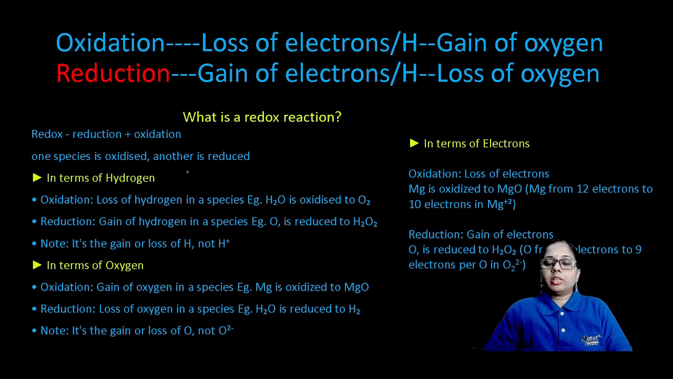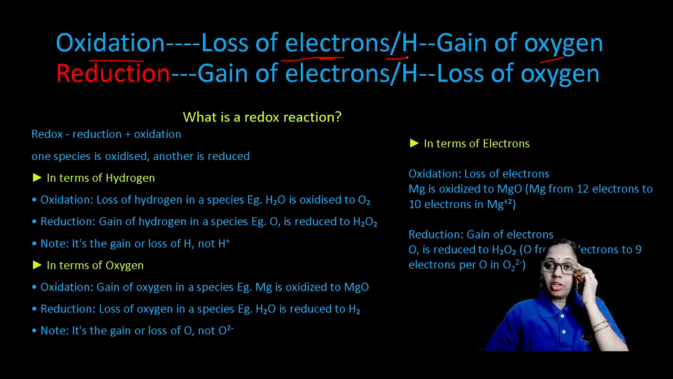So the definition of oxidation is loss of electrons. Oxy means gain of oxygen. You can remember it in this easy way. Oxidation means gaining of oxygen, that means loss of electrons or loss of hydrogen. Loss of electrons is going to occur and loss of hydrogen is going to take place, but gaining of oxygen is going to take place.